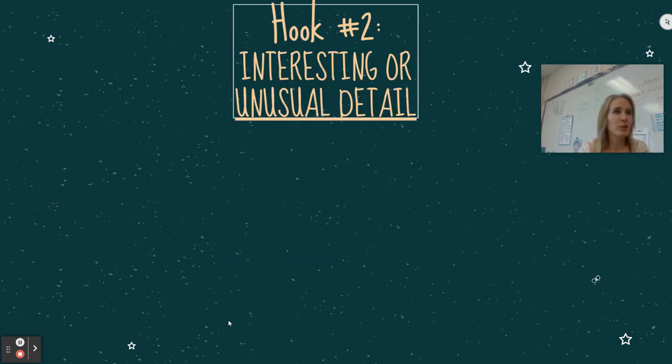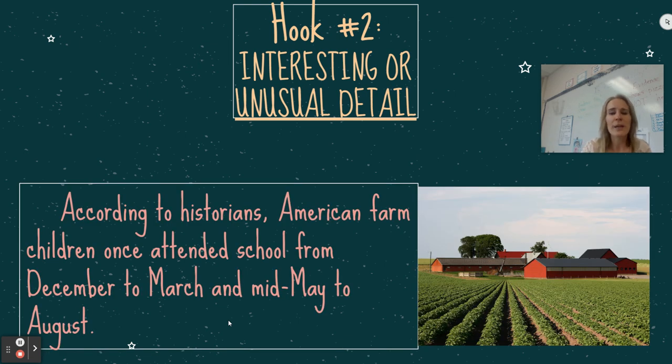The second type of hook you could choose is just to start with an interesting or unusual detail. According to historians, American farm children once attended school from December to March and mid-May to August. So this is interesting or unusual because is this just like how we are? What months do we go to school? Do we start a school year in December? September through June. And then we have off July and August. So this is interesting because it's totally different than the way our school year is set up now.